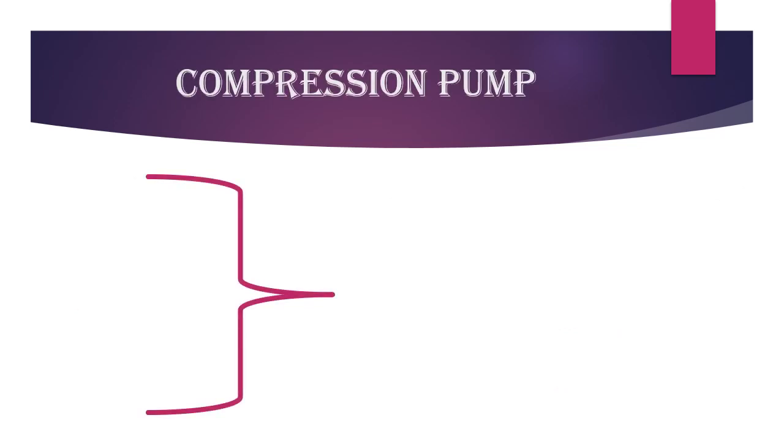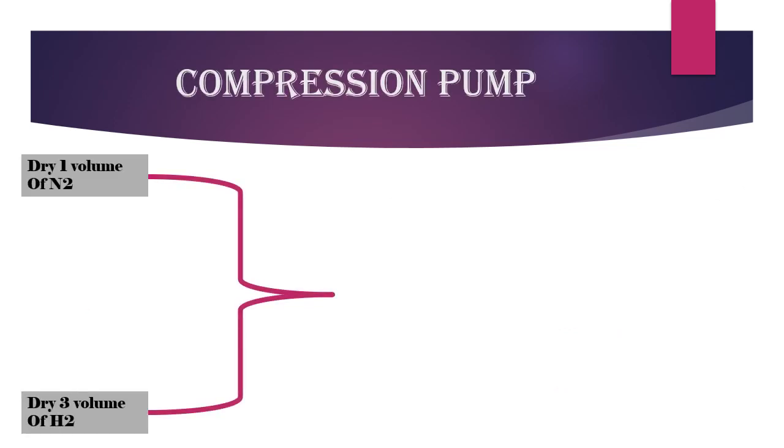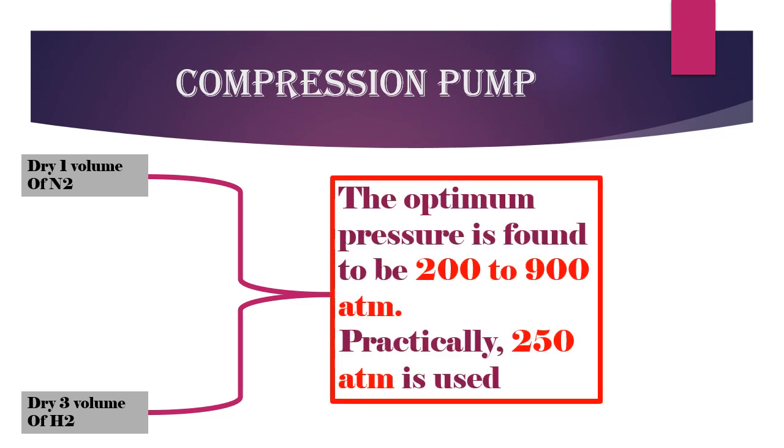So first you will take the reactants: dry nitrogen 1 volume and dry hydrogen 3 volumes, in the ratio 1:3. You already took that, and you will send it to the compression pump, where you are compressing the gases.